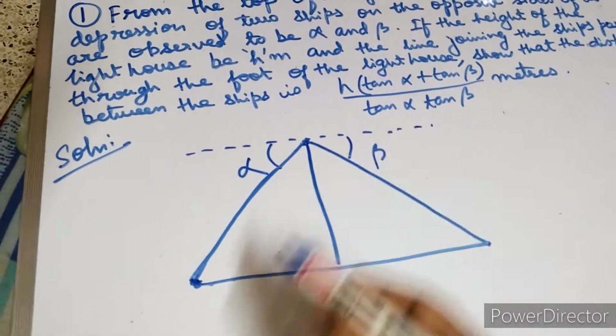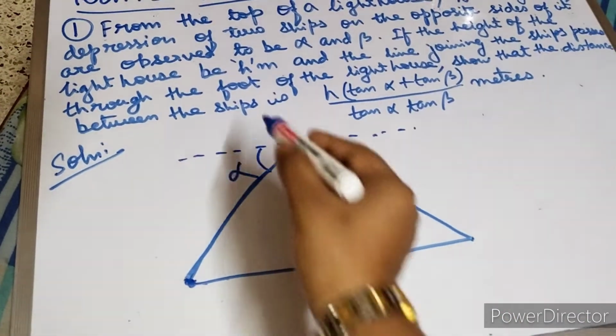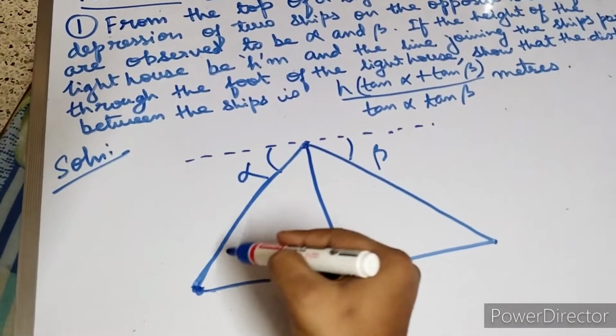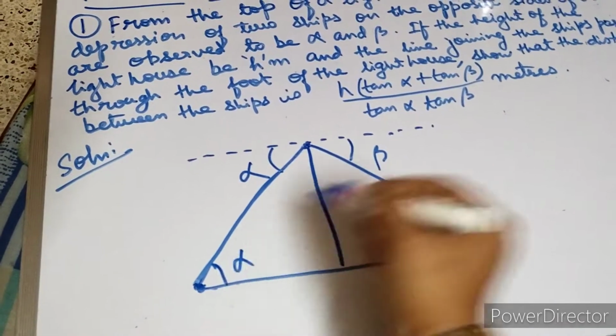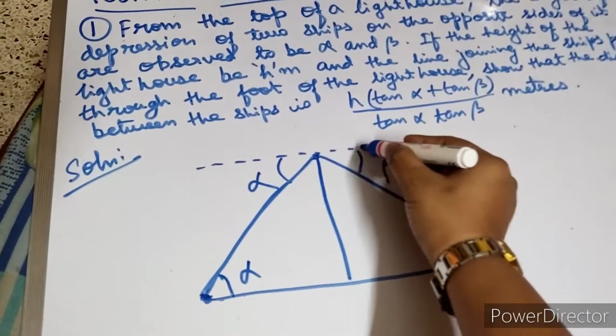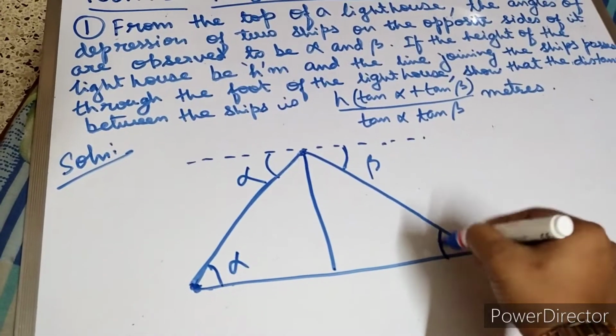See, this is a horizontal line and this is also a horizontal line. Both are parallel. So if this is alpha, we can say this is also alpha. And if this is beta, by alternate angles, we can say this is also beta.